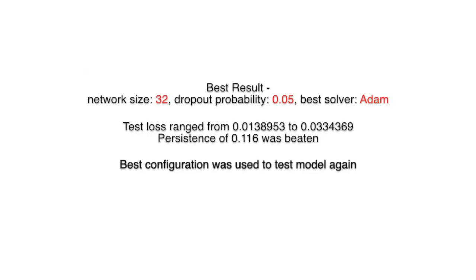It seems that the best configuration is the one with the neural network size of 32 and dropout probability of 0.05, as it has the lowest test loss out of all the configurations that we tested. Also, the test losses that we obtained have beaten the persistence benchmark of around 0.116. After experimenting with multiple configurations, we decided to run the model again with the best configuration and increase the repeat to 10 to ensure consistency.